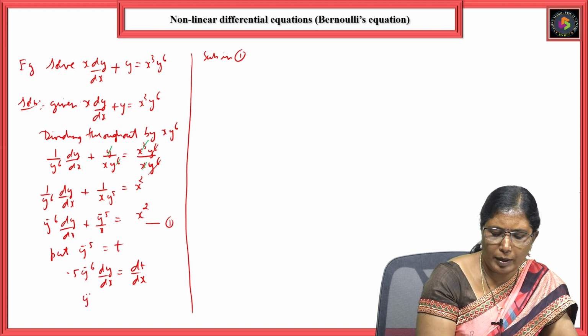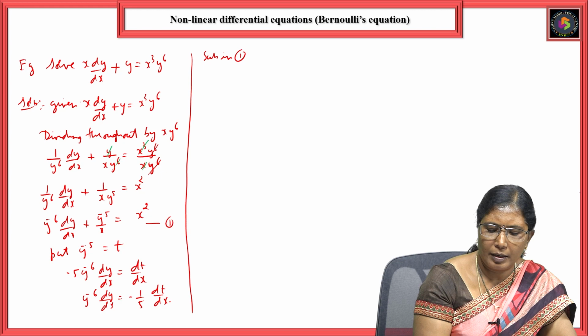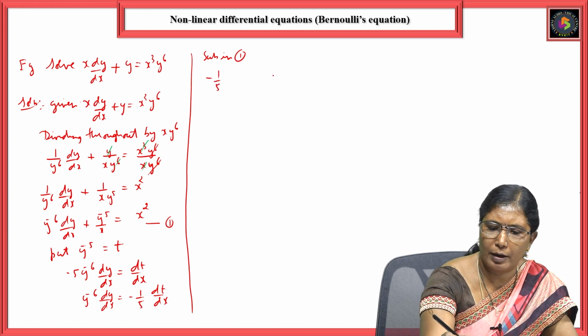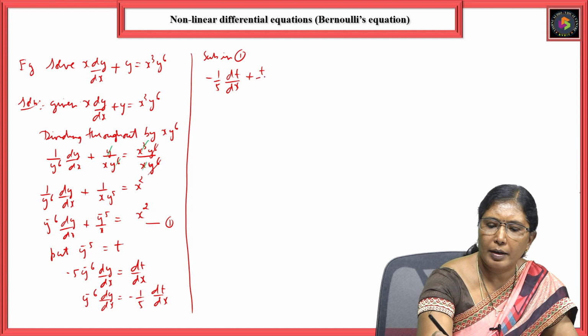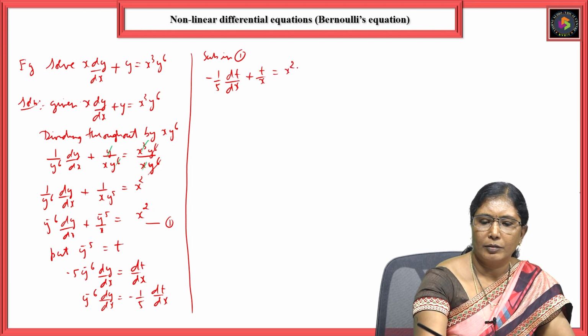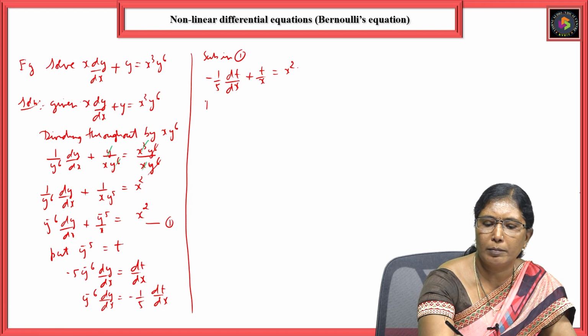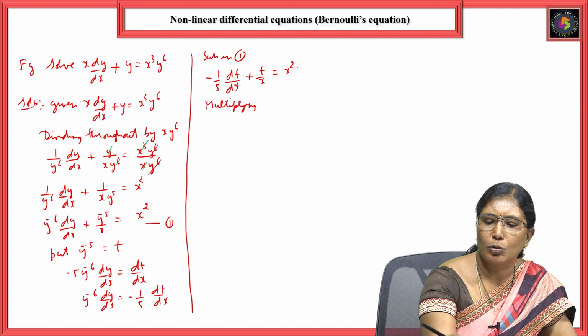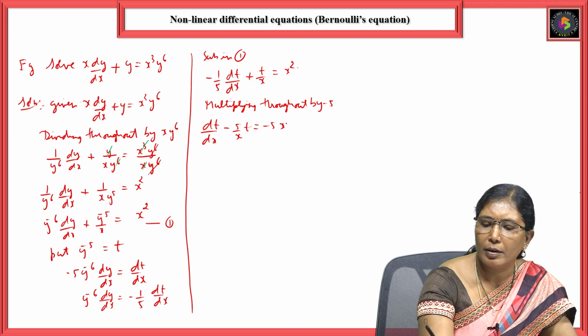We can write this as y to power minus 6 dy by dx is equal to minus 1 by 5 dt by dx. So what do you get here? Minus 1 by 5 dt by dx plus t by x is equal to x square. Now to make it linear in t, the coefficient of dt by dx should be 1. So multiplying throughout by minus 5, what do you get? dt by dx minus 5 by x t is equal to minus 5 x square.